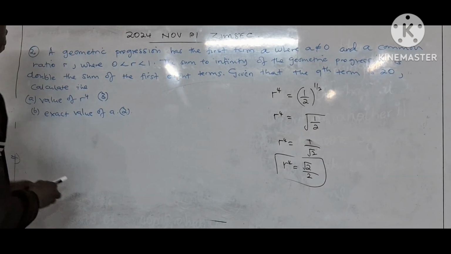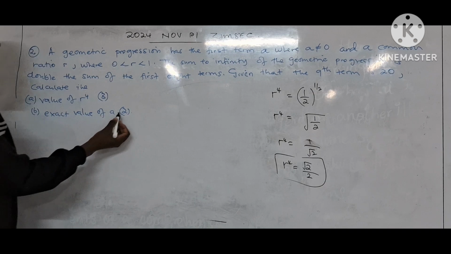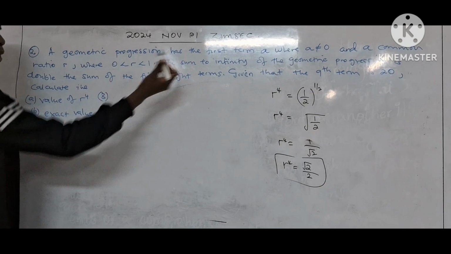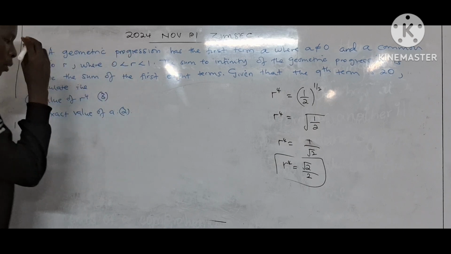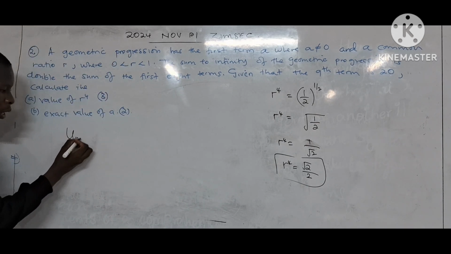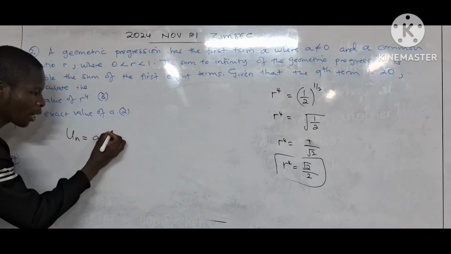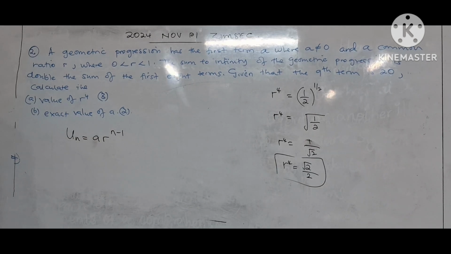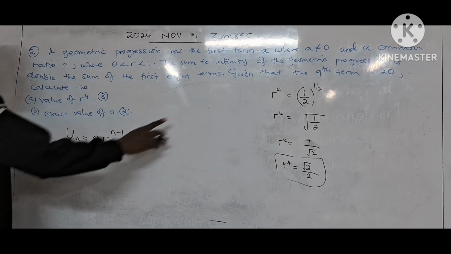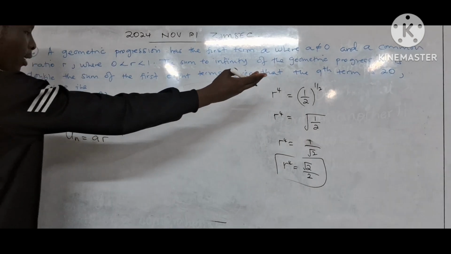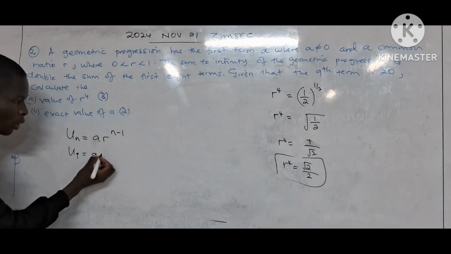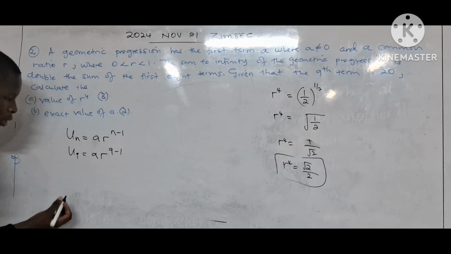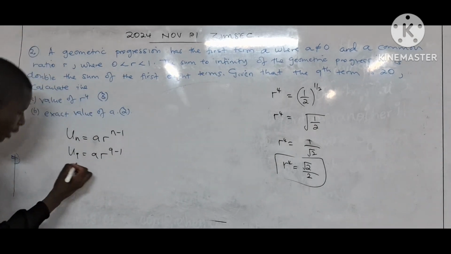See, if you want to find the value of A, it is nothing but the first term. So if you want to find the term of a geometric progression, you use U_n equals A R to the power n minus 1. And they are saying the 9th term is given. So U9 is equal to A R to the power 9 minus 1. U9 is nothing but 20.